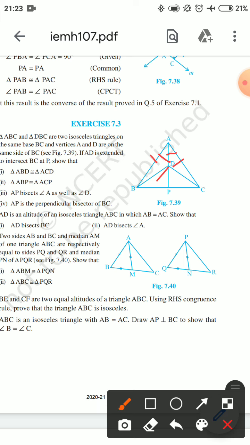Side AB is equal to side AC, angle BAD is equal to angle CAD, and the side AP is common in both. So by SAS congruency criteria we can say that these two triangles are also congruent.